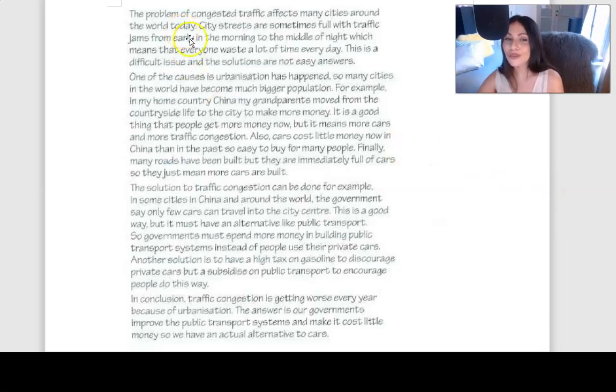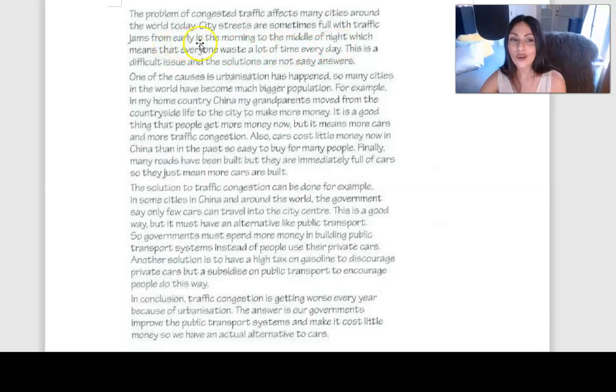Right, so we start from the top. "The problem of congested traffic affects many cities around the world today." Very nice topic sentence to start off with. I wouldn't change anything. "City streets are sometimes full with traffic jams from early in morning till the middle of night, which means that everyone wastes a lot of time every day." As you can see, there are quite a few grammar errors with this sentence, but it does not impede understanding. Can you find the grammar errors?